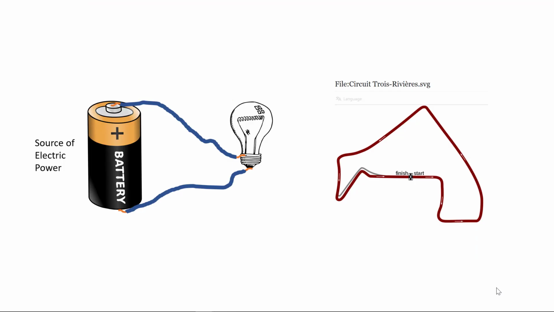Circuits require a power source and a complete path for electric current. Just like a racetrack circuit where cars race from start back to the finish line, electric current flows from a source terminal of a power source back to the return terminal of the power source.